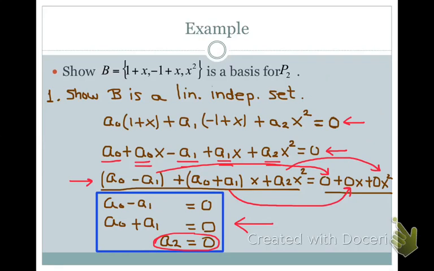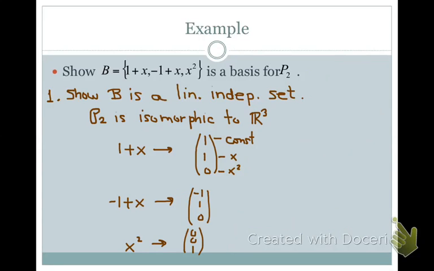So we have one value. Again, to be linearly independent, we have to show that all of them must be zeros. From this equation right here, we have that A sub 0 is equal to A1. And then from our second equation, if we replace A0 with A1, we have 2A1 equal to 0, which implies that A1 is also 0. And since A1 is 0, that means A sub 0 is 0, so it tells us that all of the coefficients are zeros.